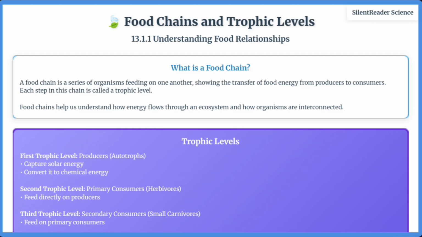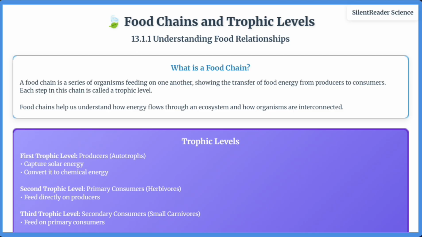Now let's understand food chains and trophic levels. A food chain is a series of organisms feeding on one another, showing the transfer of food energy from producers to consumers. Each step in this chain is called a trophic level. The first trophic level consists of producers or autotrophs that capture solar energy and convert it into chemical energy through photosynthesis. The second trophic level consists of primary consumers or herbivores that feed directly on producers.